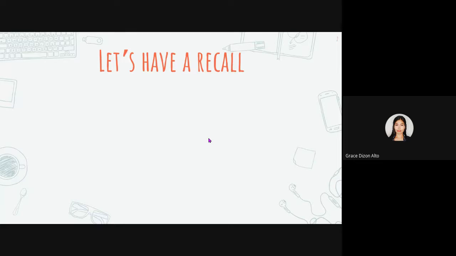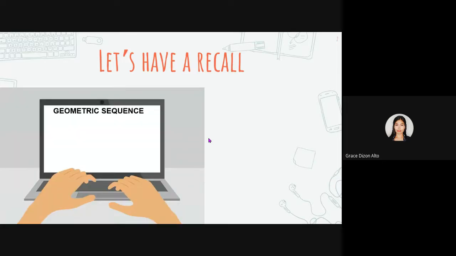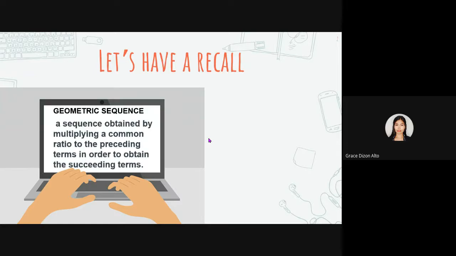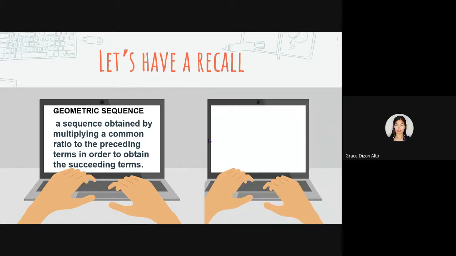Let's have a recall. A geometric sequence is a sequence obtained by multiplying a common ratio to the preceding terms in order to obtain the succeeding terms, while a geometric series is the sum of all the terms of a geometric sequence.